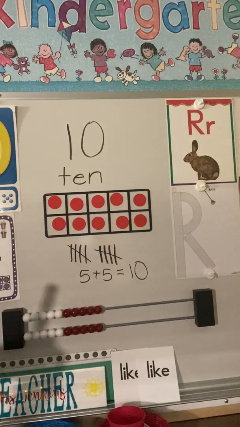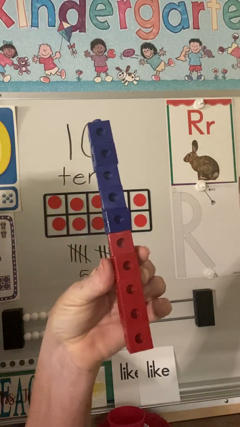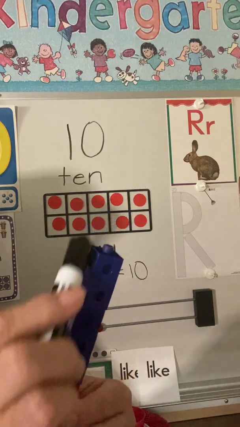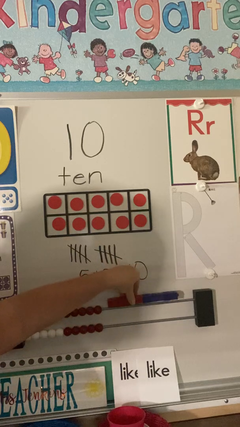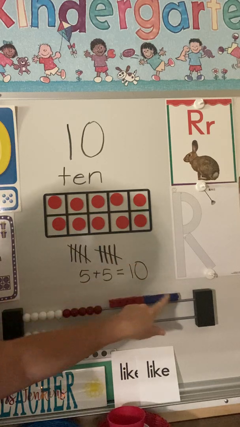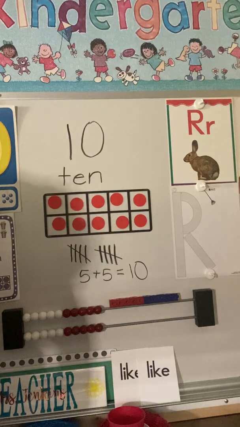And I also made 10 Unifix cubes. I put them in a tower. 5 red and 5 blue Unifix cubes. That's how tall it is. I think I'm going to lay it this way. Okay, like a snake. 5 on one side and 5 on the other side.